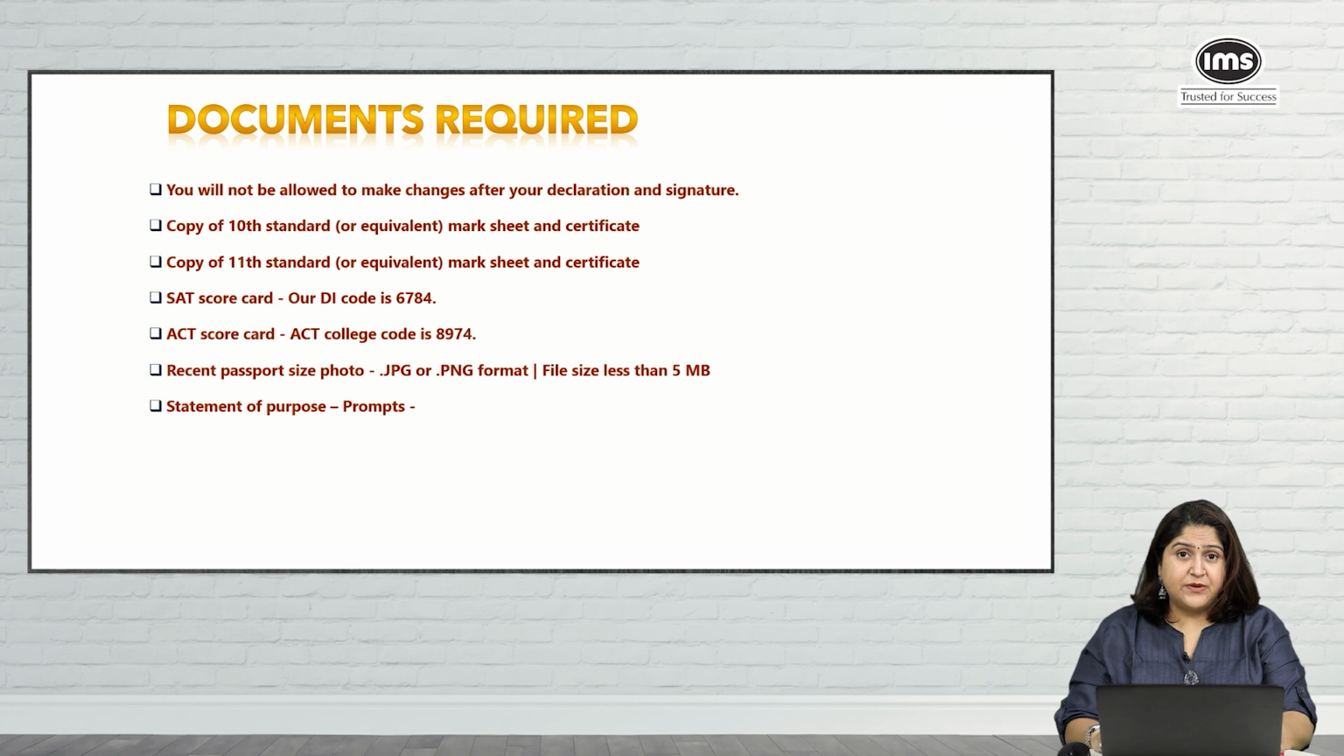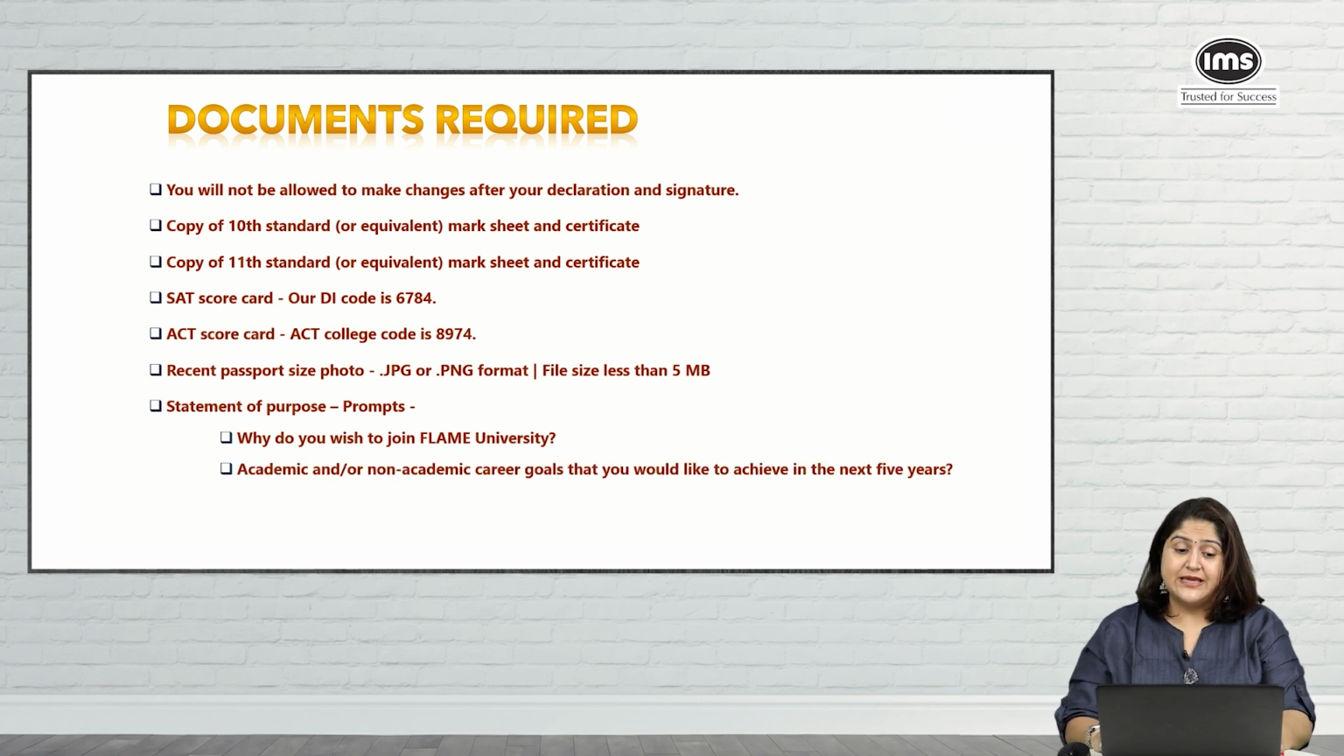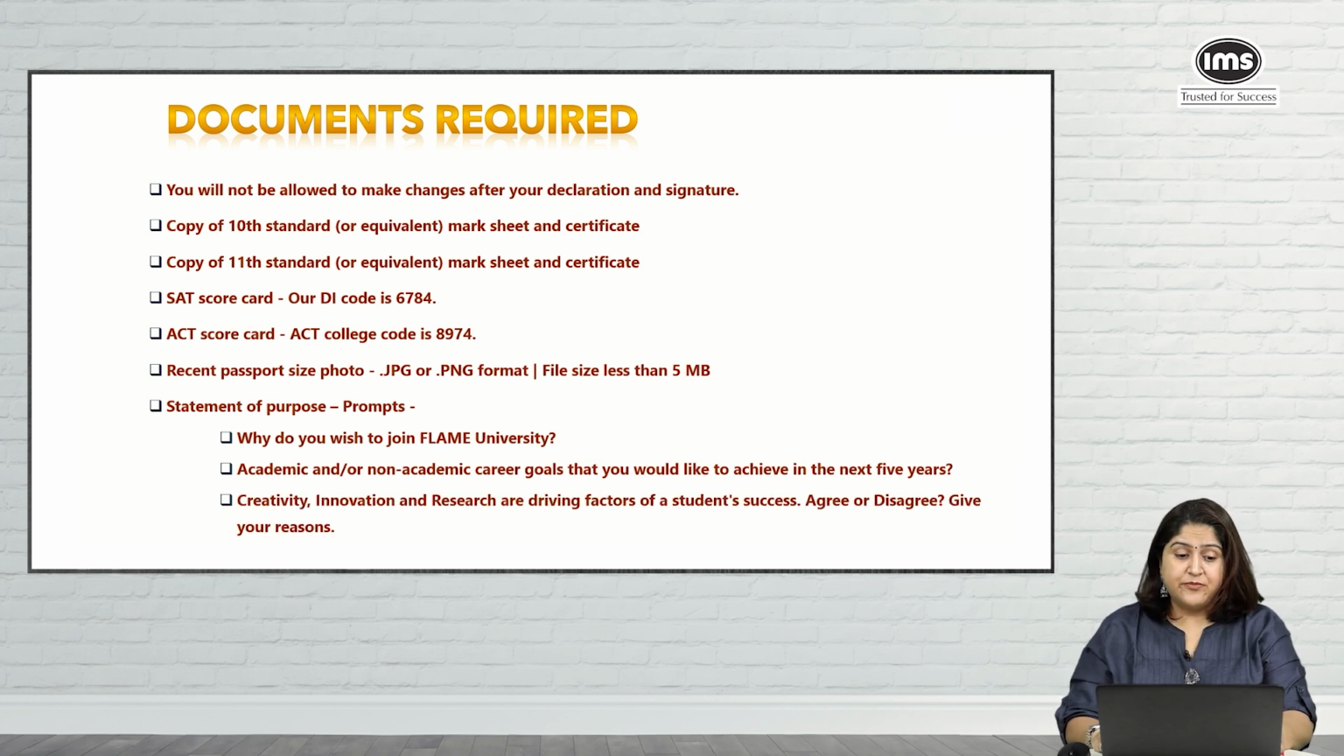The statement of purpose, which will be asked of you. Now, the prompts for the statement of purpose are: why do you wish to join Flame University? Academic and non-academic career goals that you would like to achieve in the next 5 years. And the third prompt is, creativity, innovation, and research are driving factors of a student's success. Agree or disagree, give your reasons. If you are ready with all these, you can definitely start with your form filling for the Flame University.